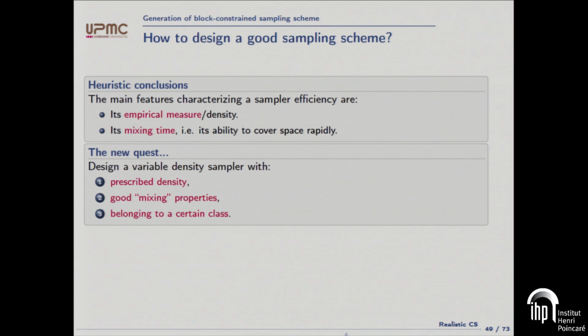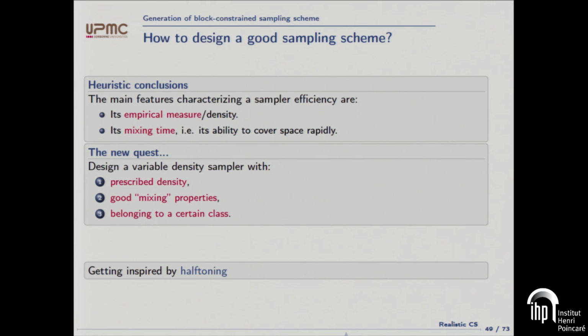Okay. So we should have a prescribed density that we have from compressed sensing theory, good mixing properties, meaning that I should cover the space as fast as possible, and that I should also satisfy some constraints given by my acquisition device. Okay, and then the strategy that we use is actually inspired by half-toning. So I will first introduce half-toning, and then I will present how to use it in the case of MRI. So half-toning is something happening in your printer.